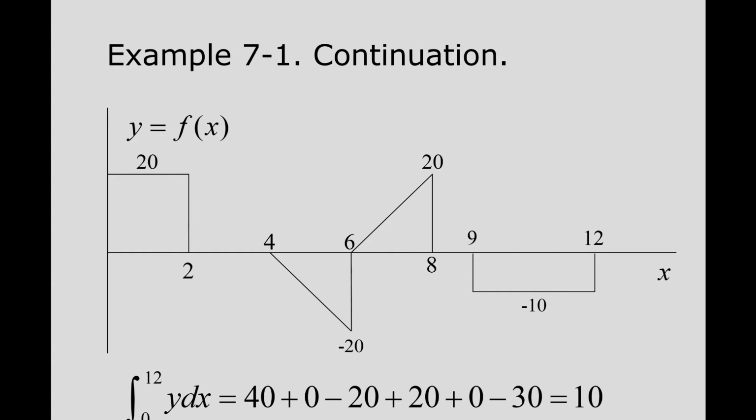Once you add them all together, the total area would be 10. So 40 is the area of the square. And then the area of the triangle is negative 20. The area over here is nothing, and then another triangle of 20, because they're symmetrical. Over here is nothing, and then the area of the rectangle is negative 10 times the difference of the distance, which is what, 10? Well, excuse me, that's 3. So negative 10 times 3 is negative 30. Once you add them all together, it's 10.